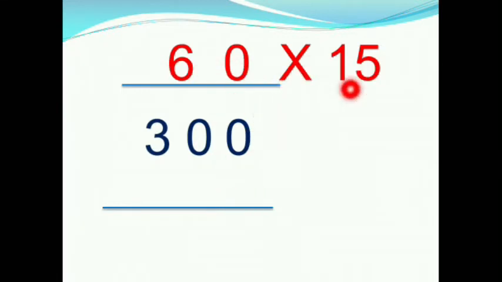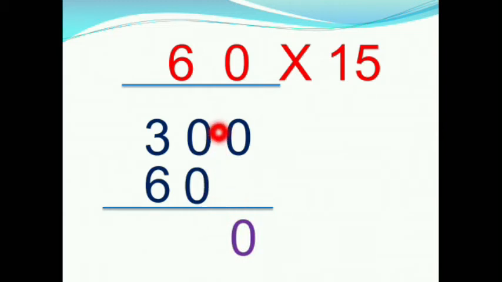Next, we should multiply the tens digit. That is 1. 1 into 0 is equal to 0. Next, we should multiply 1 and 6. 1 six is 6. Now we should add these two numbers. First we should add units place digits. In units place we have only 0. So we will write 0 in units place.